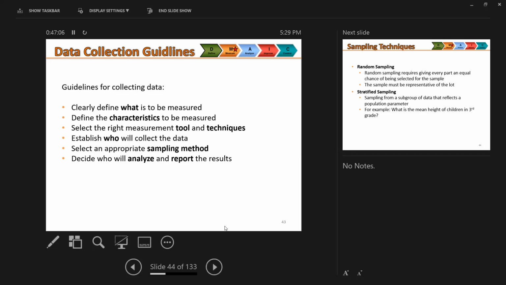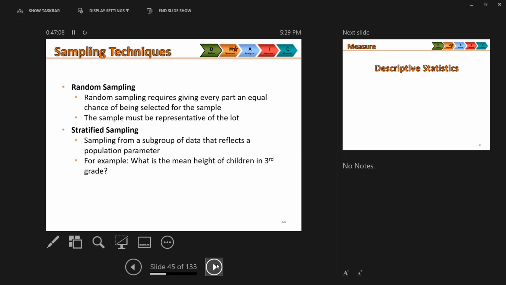And there's two types of sampling. One is random sampling, which requires giving every part an equal chance of being selected, and the sample must be representative of the population. And then stratified sampling is sampling from a subgroup of data that reflects a population parameter. For example, what's the average height of children in the 3rd grade? I'm not going to measure every kid in 3rd grade, am I?